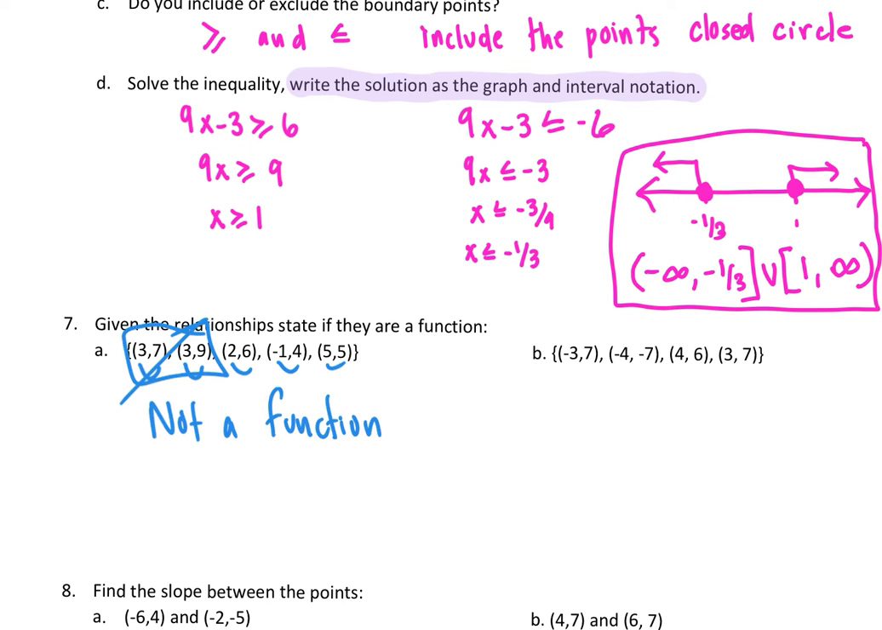Okay. Now on the homework, you may need to actually list the domain values and the range values. But on the test, this is a multiple choice type of question where you would just click, yes, it's a function, no, it's not a function. So on B, we have negative 3 goes to 7, negative 4 goes to negative 7, 4 goes to 6, and 3 goes to 7. So since every x has only one y value, this is a function.